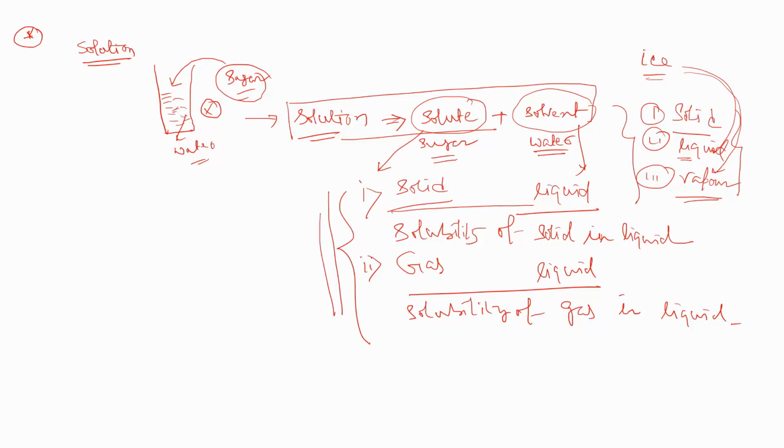Before that, we will know about solubility. What is solubility? This is a very important thing. Solubility means the maximum amount of a substance that can be dissolved in a specified amount of a solvent at a specified temperature.